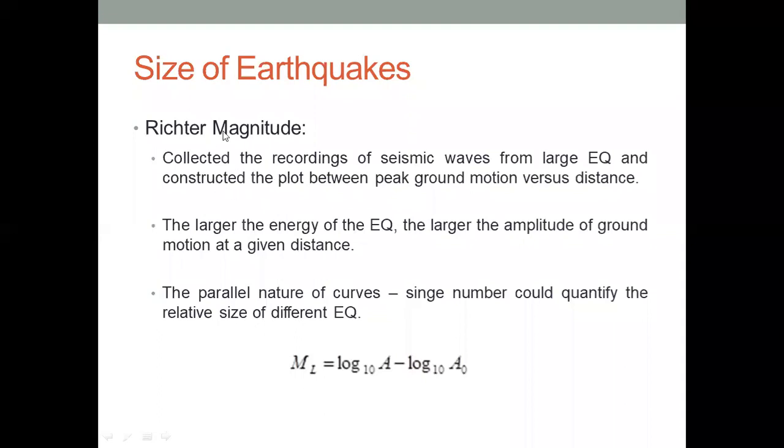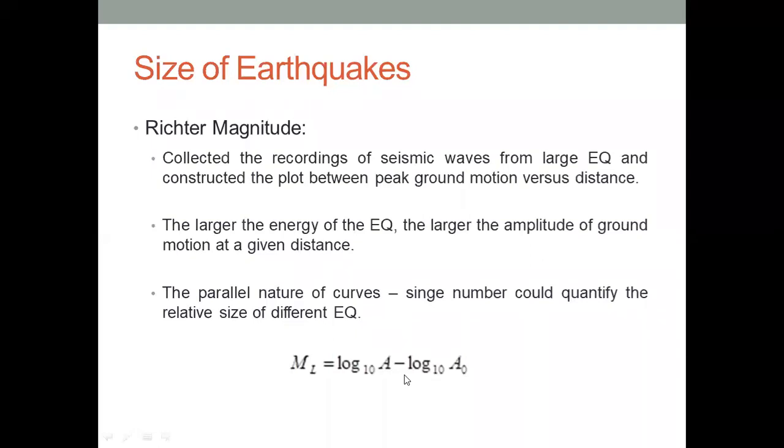Richter collected the recordings of seismic waves from large earthquakes and constructed the plot between peak ground motion versus distance. The larger the energy of the earthquake, the larger the amplitude of the ground motion at a given distance. From the parallel nature of the curves, a single number could quantify the relative size of different earthquakes. So this ML, the Richter magnitude, is equal to log 10 A minus log 10 A naught, where A is the amplitude of that earthquake.